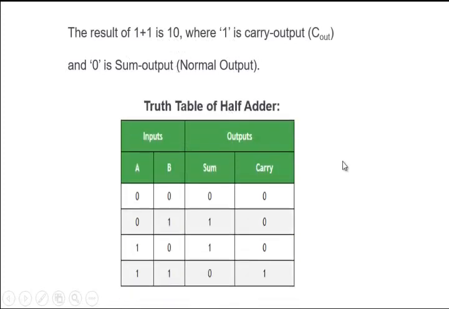So our truth table for the half adder has two inputs A and B and outputs sum and carry. 0 plus 0 is 0 sum and no carry, so 0. Then 0 plus 1 is 1 sum, no carry, so 0. 1 plus 0 the same way, 1 and 0. 1 plus 1 means 0 is the sum and 1 is the carry.